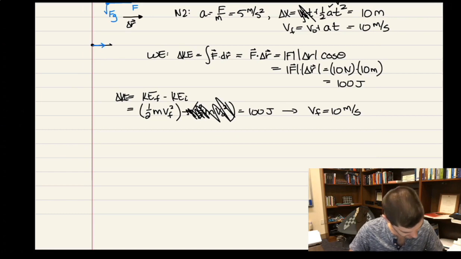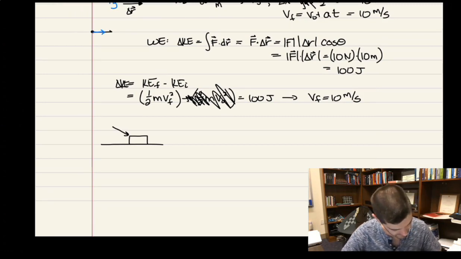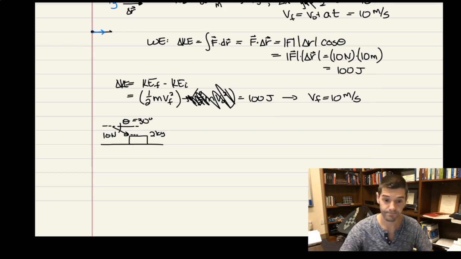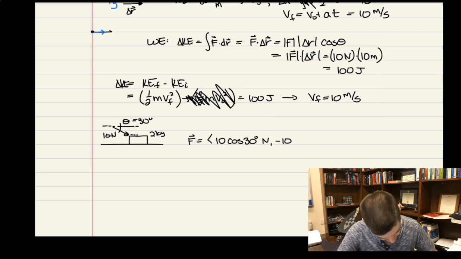Okay, right at an hour. So let me just do the same problem, but now I push down at a 30-degree angle. So this is 30 degrees. Again, 2 kilograms, 10 newtons of force. But now it's at an angle. Now the force vector in this case is not just 10, 0, but it's 10 cosine 30 newtons, and then negative 10 sine of 30 degrees newtons.